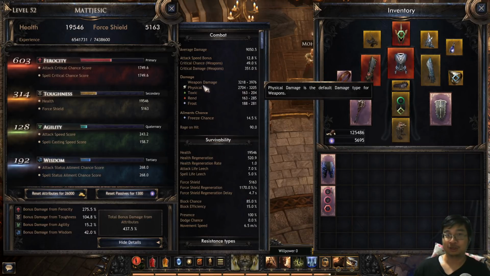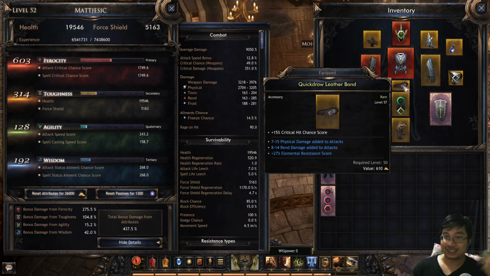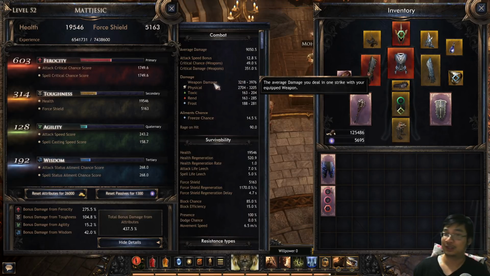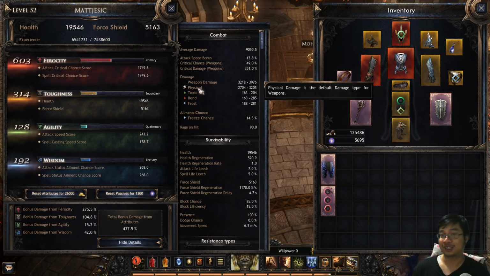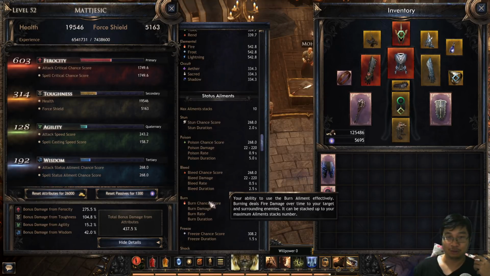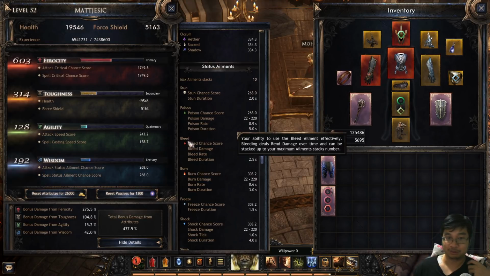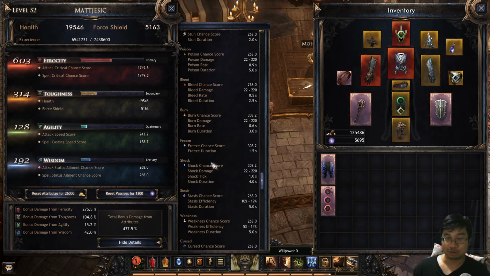Because if you look at your physical damage, everything that adds towards flat attack counts towards the weapon damage. Physical damage does not have any alignments. Toxic, rend and frost all have different alignments, which are shown over here. So toxic goes with poison, rend goes with bleeding, and ice goes with freeze.